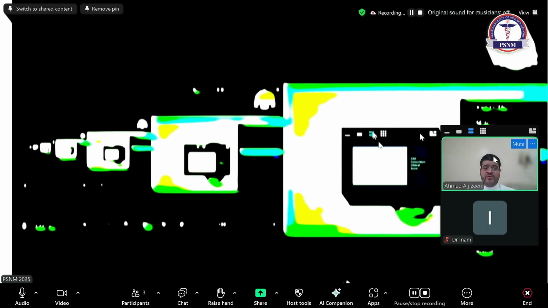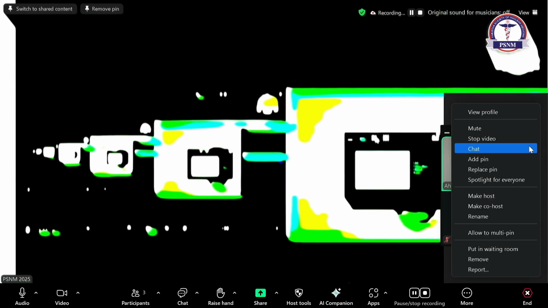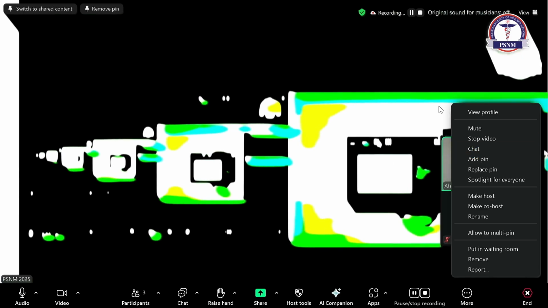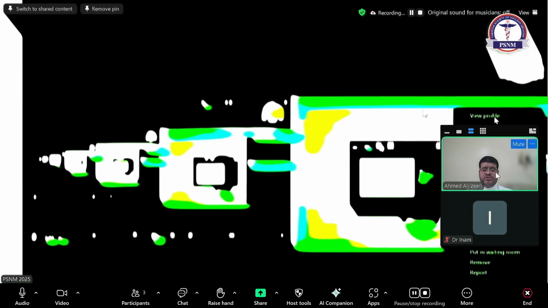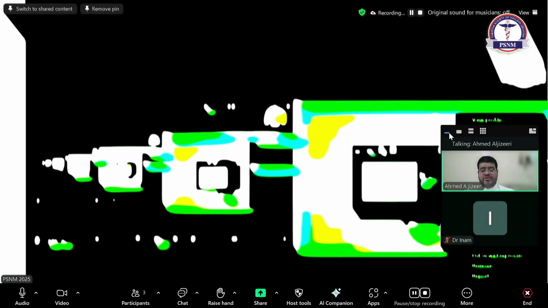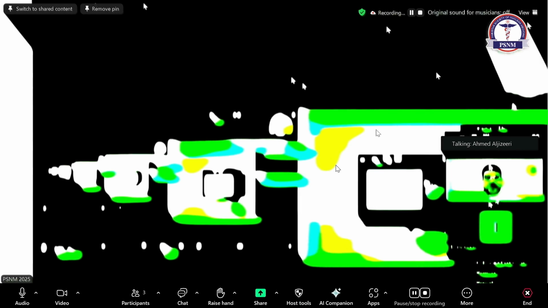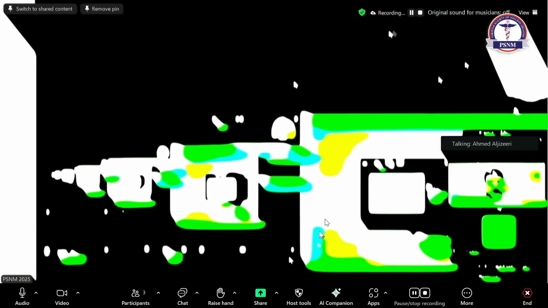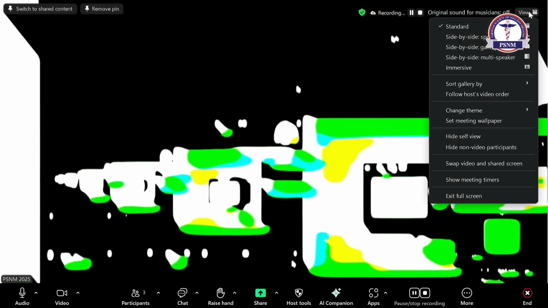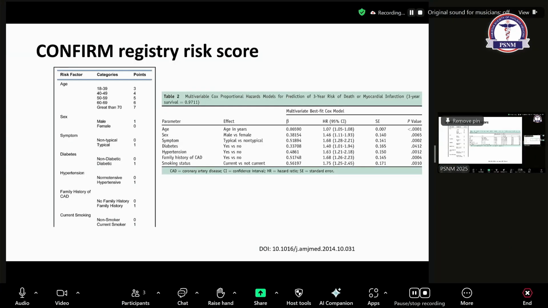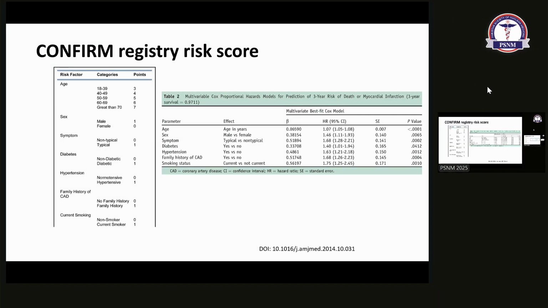We have also the CONFIRM registry risk score. This is a history-based risk score derived from the CONFIRM registry, which is the CT registry. Again, the problem with these registries is that they have a lot of parameters to look at. In a busy clinical practice, it may prove difficult to put all these together before we can identify the likelihood of disease in the patient.